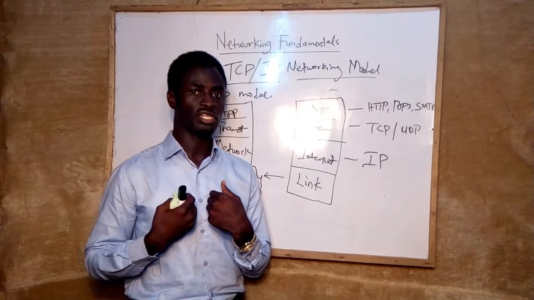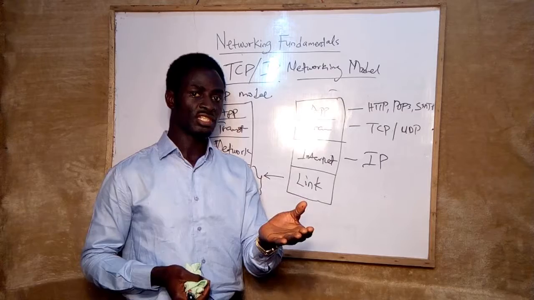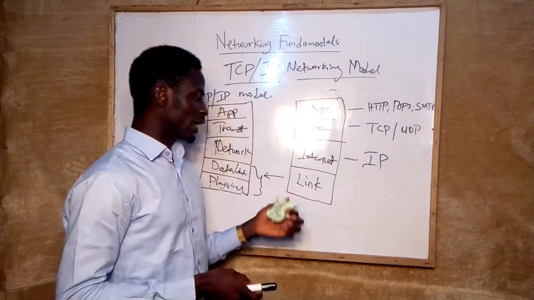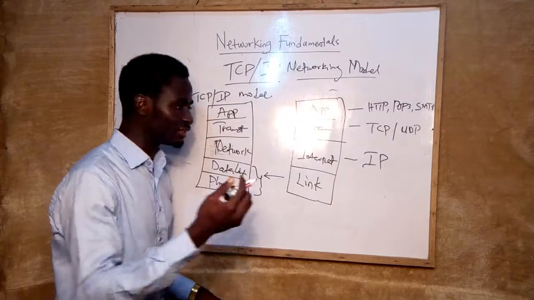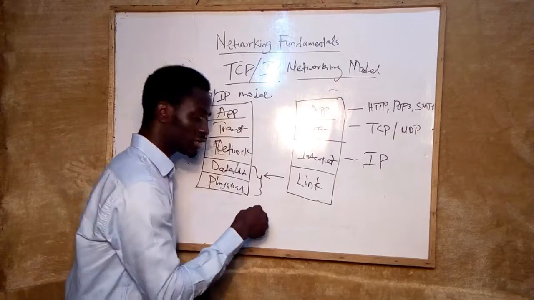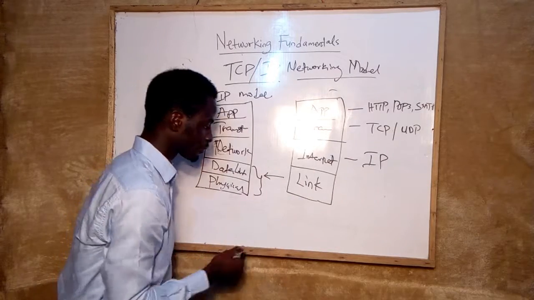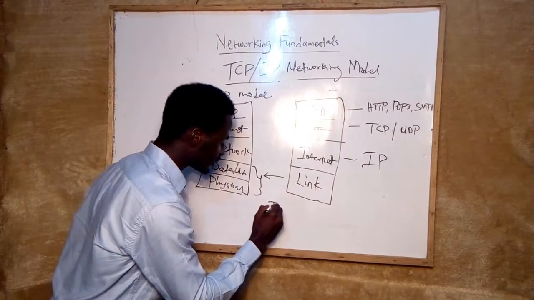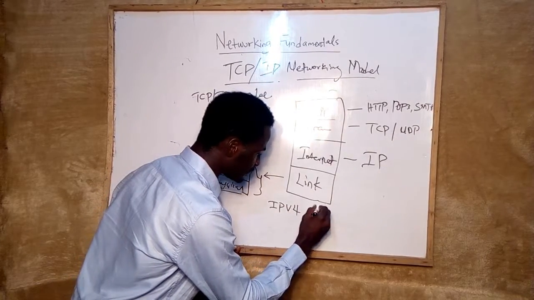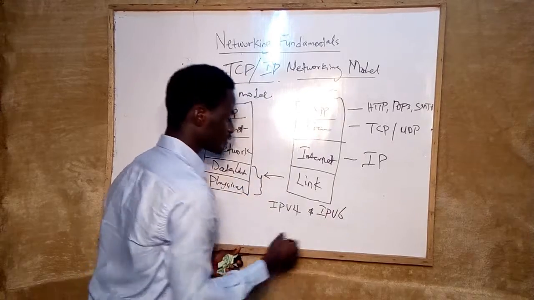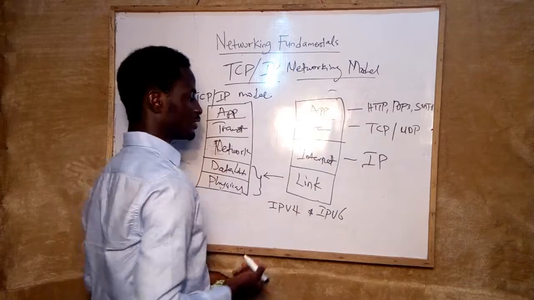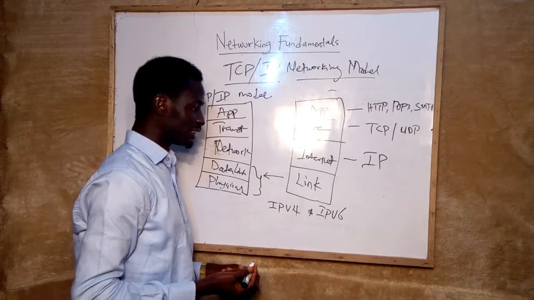You must have your own unique address, and the location for which the letter is to be delivered will also have its own unique address. So what IP, which is the internet protocol, defines two kinds of addresses for the internet layer: IP version 4 and IP version 6. These are the two kinds of addresses we can have in the internet layer.